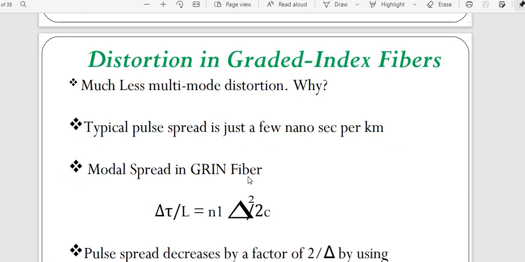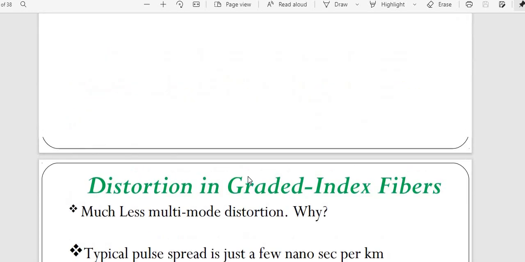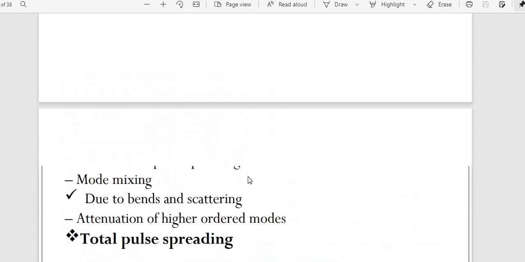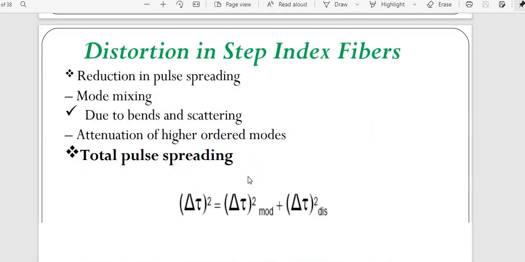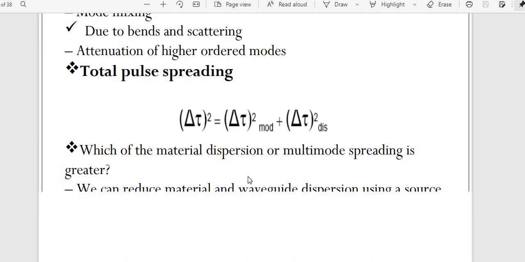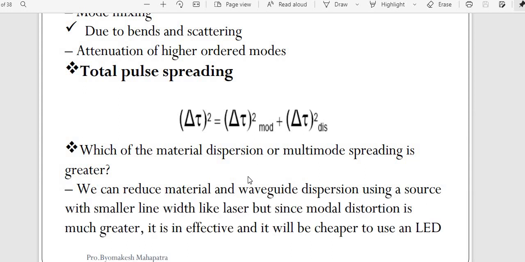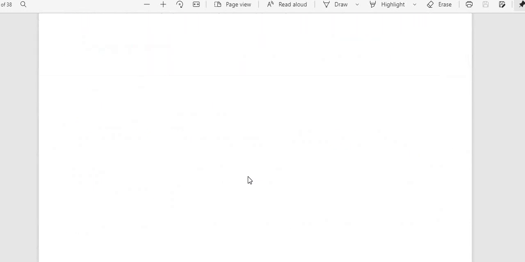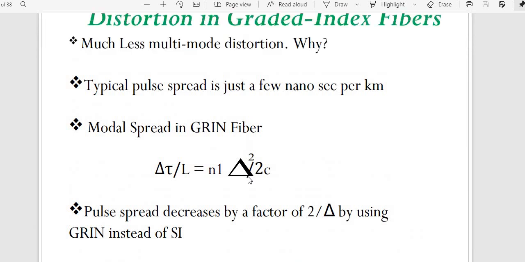Because of that, it has been overcome. Next question is distortion in gradient index fiber. So what we have seen, students, for distortion in step index, we have written all the points, even the formula for total pulse spreading. Second part we have seen for the gradient, right? How the gradient also is going to get.